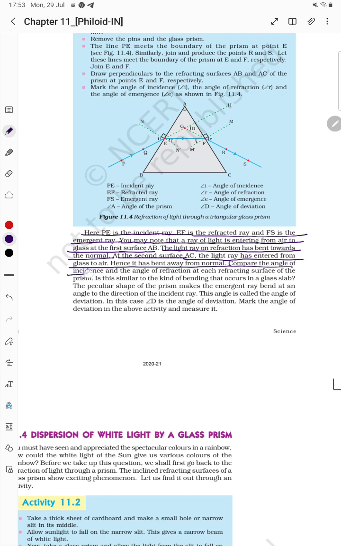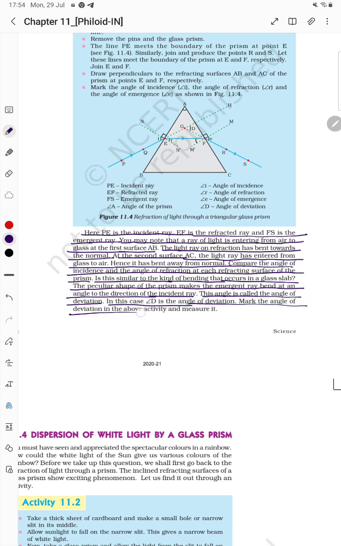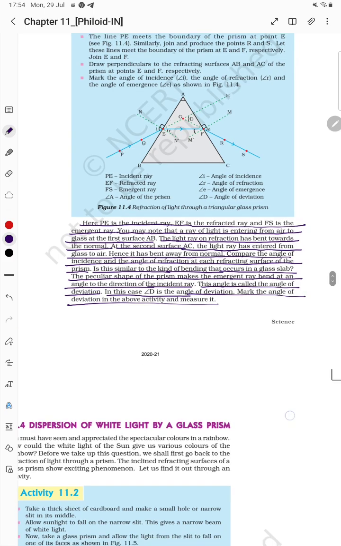Compare the angle of incidence and angle of refraction at each refracting surface of the prism. This is similar to the kind of bending that occurs in the glass slab. The peculiar shape of the prism makes the emergent ray bend at an angle to the direction of the incident ray. This angle is called the angle of deviation. In this case, D is the angle of deviation. Mark the angle of deviation in the above activity.